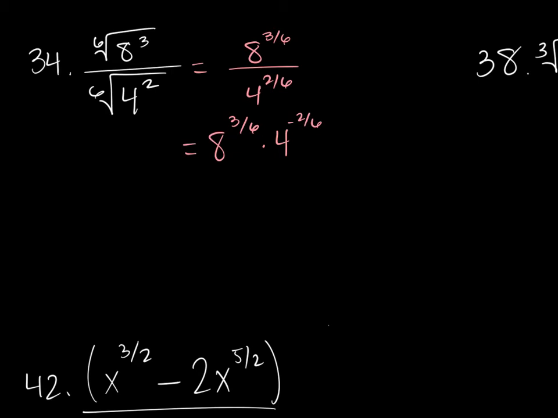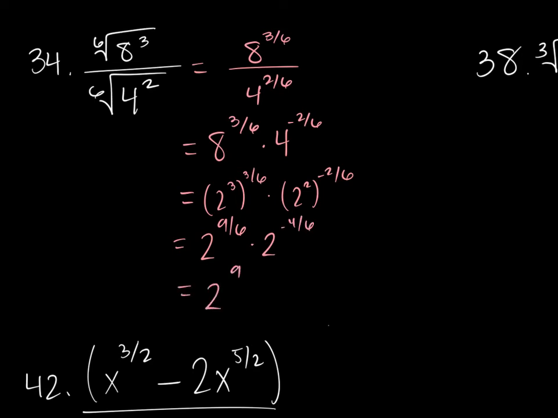And then I need to get the same base so I can add my powers. So I have 2 cubed to the 3/6 times 2 squared to the negative 2/6. So this is 2 to the 9/6 times 2 to the negative 4/6. So I've got 2 to the 9/6 minus 4/6. So this is 2 to the 5/6.